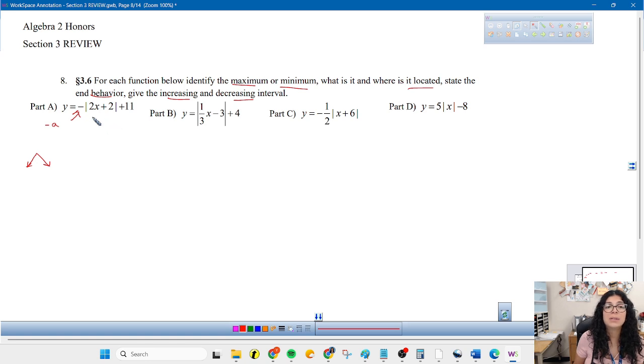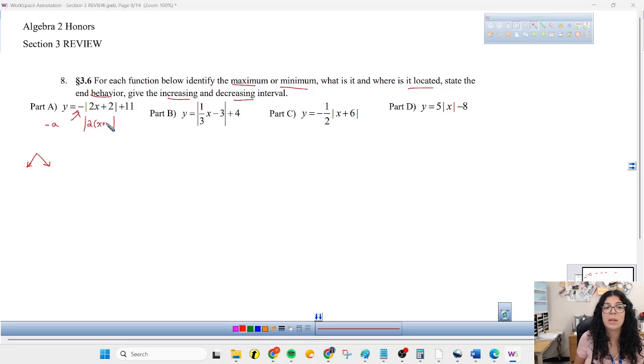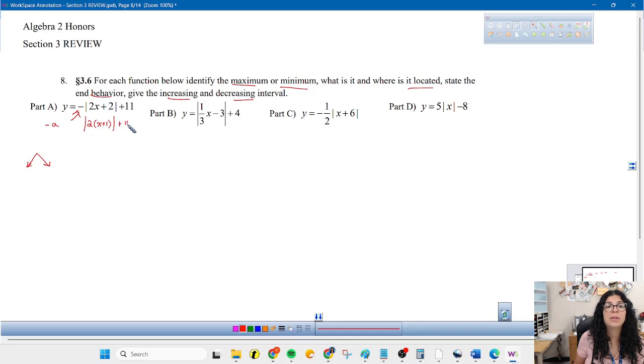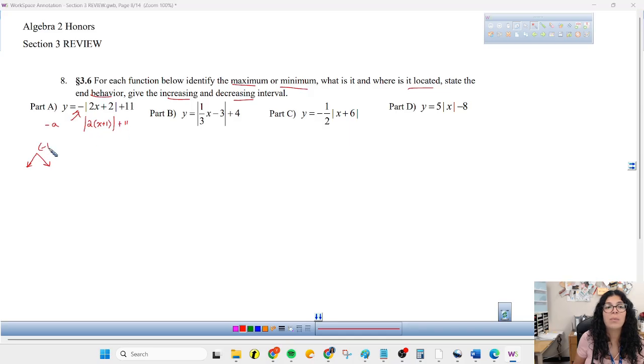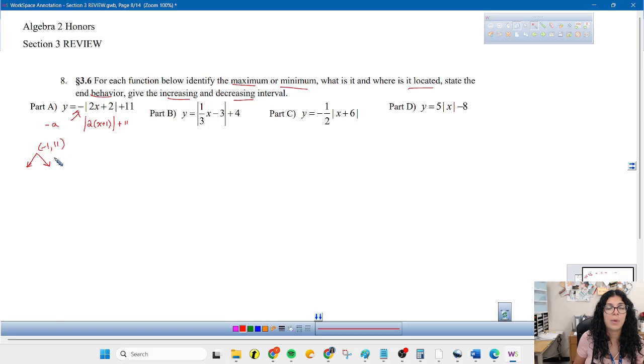Now remember, the vertex is HK, but in order for you to see what H is, you have to have factored out the coefficient of X. So this is really going to be 2 times X plus 1, which means that the vertex is at -1 for X and 11 for the Y value. So with that now, I can determine, yes, my vertex is actually going to be a maximum, not a minimum. And the maximum is the Y value of that point, which is 11.